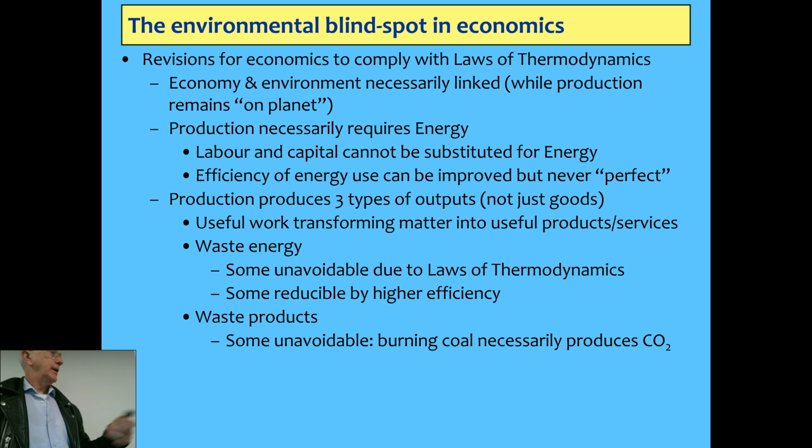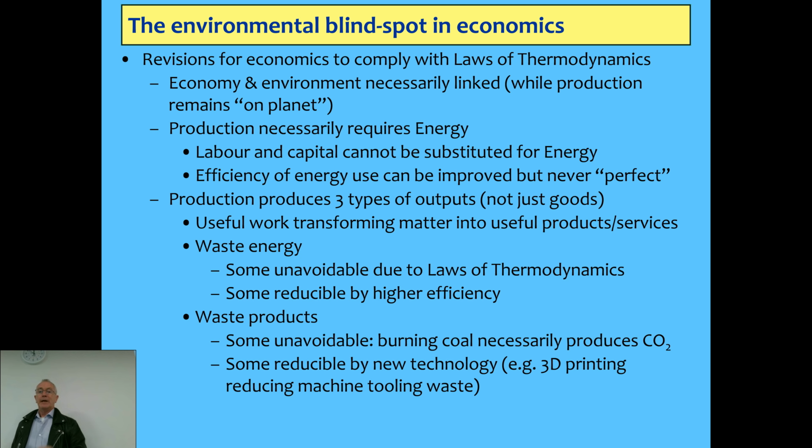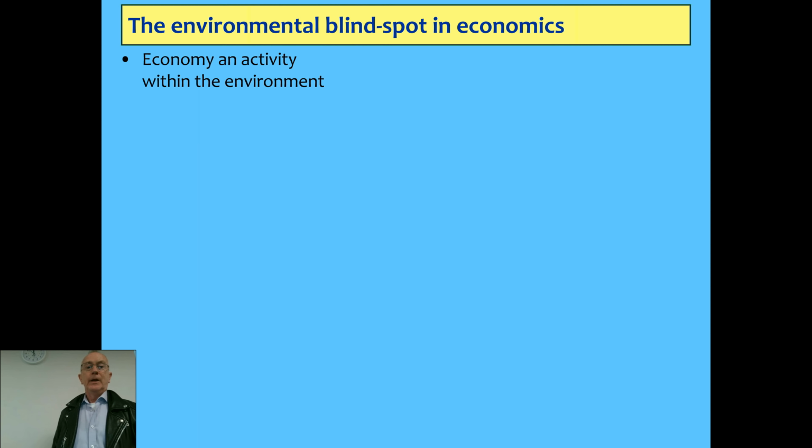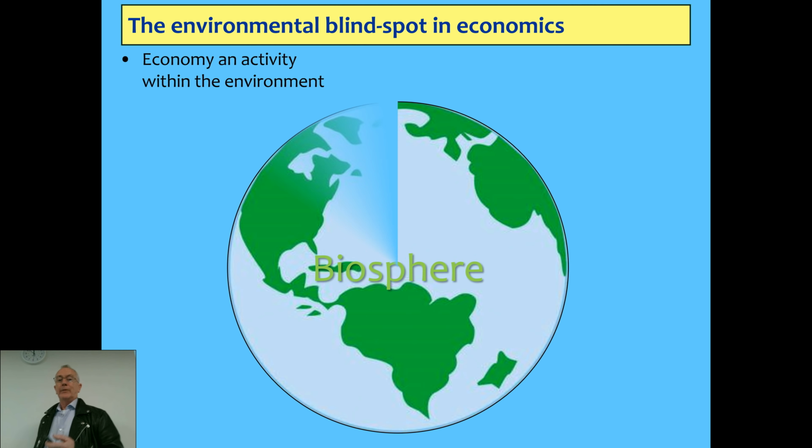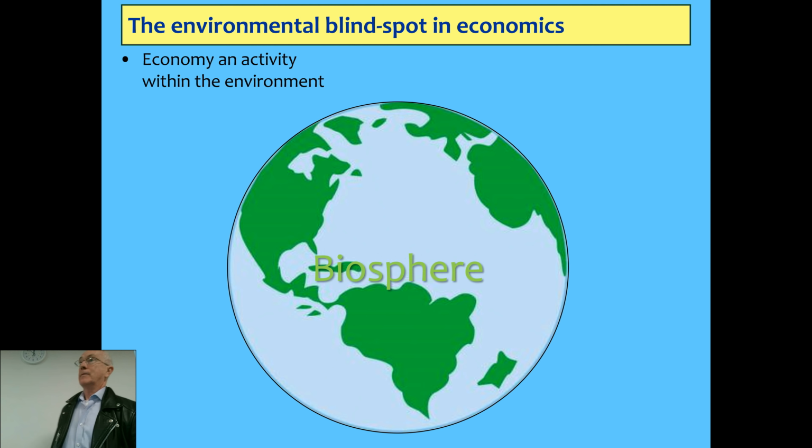So you get things like burning coal, you're necessarily going to make CO2 out of that. Maybe you can reduce some of your waste by, say, using 3D printing technology rather than using cutting tools to make machines. Let's try to visualise this, and we'll take a break at that point. So you're working inside an environment. This is where we are. We're on the biosphere. We haven't yet managed to get production off planet.